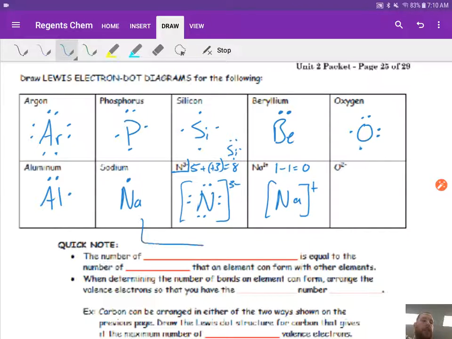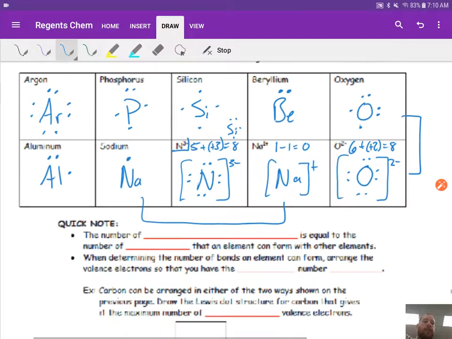Okay, we did both of these. These are the same, right? No, they're not. So make sure that you have to show the difference because something's happened. It has a charge. And then oxygen, again, these guys look the same, but we normally have 6 minus 2, which is really adding. So we have 8 valence electrons that we're going to show. And that has to have the charge.